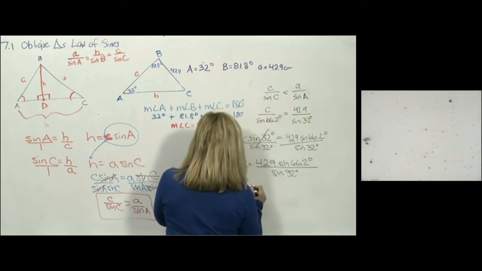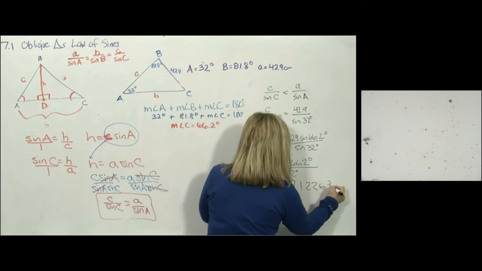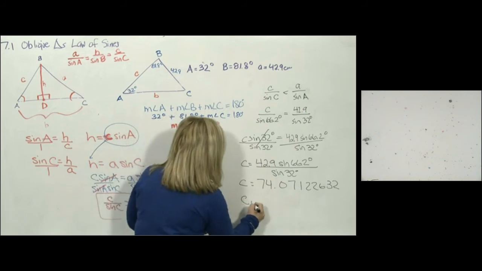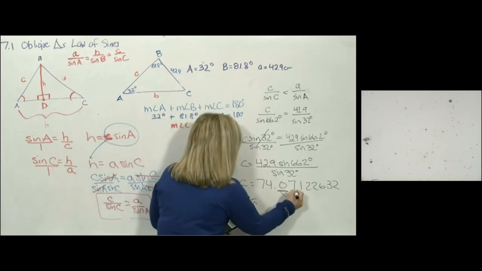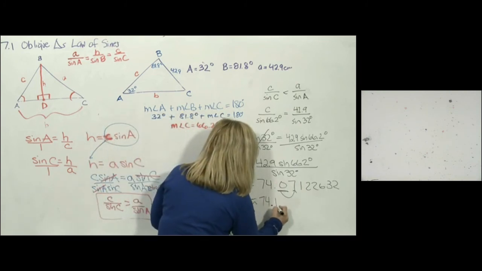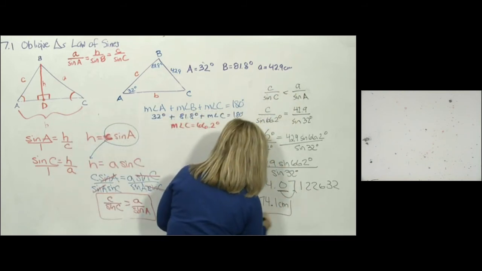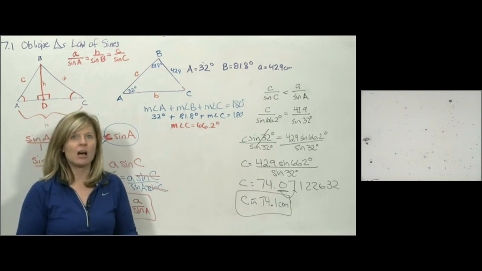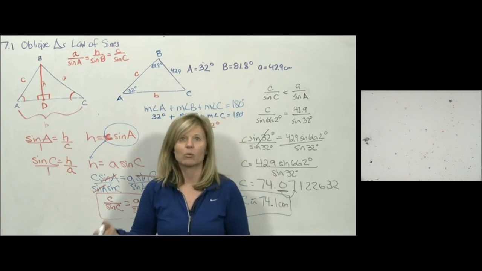So I always write down the exact answer first. So there's our exact decimal value for C. The directions say round to the nearest tenth. 0 is in the tenth spot. There's a 7 behind it, so it'll round up to 74 and 1/10. Put your units, centimeters. So that's how you use law of sines to find a missing side of a triangle that is not right.